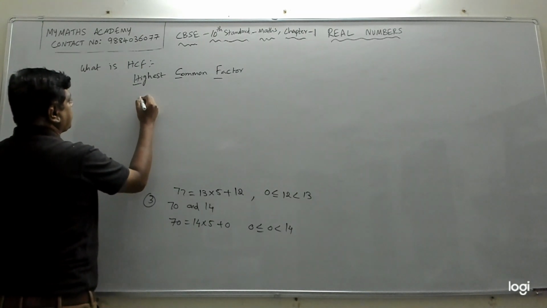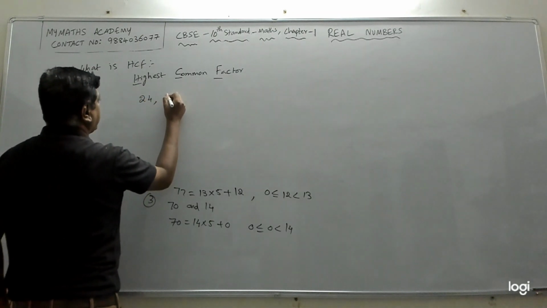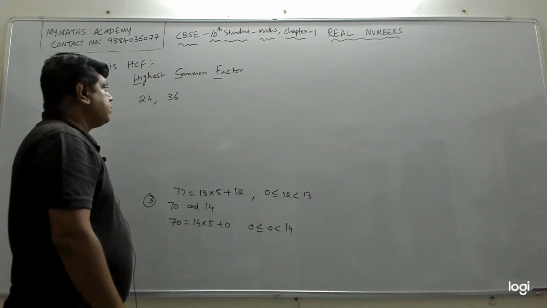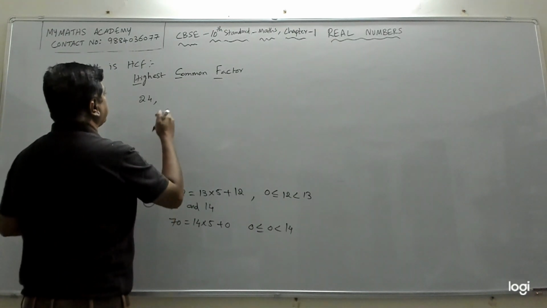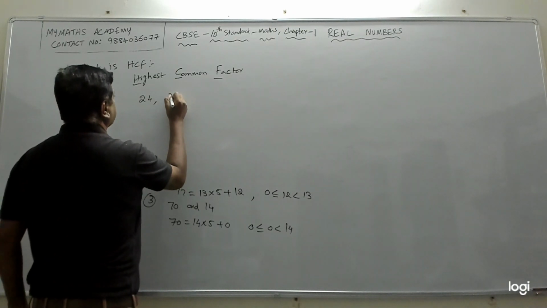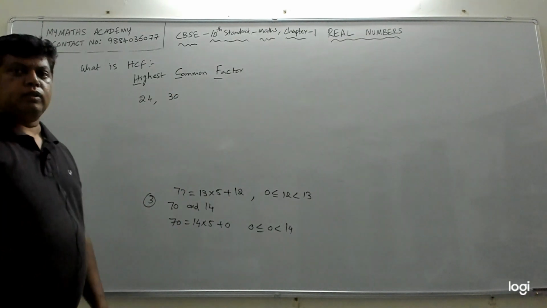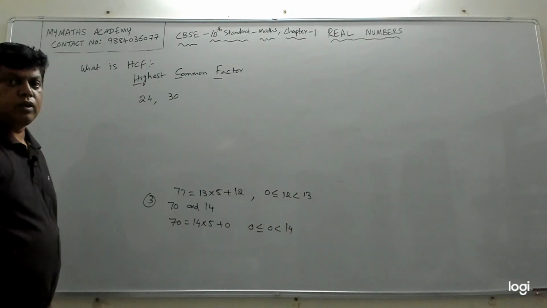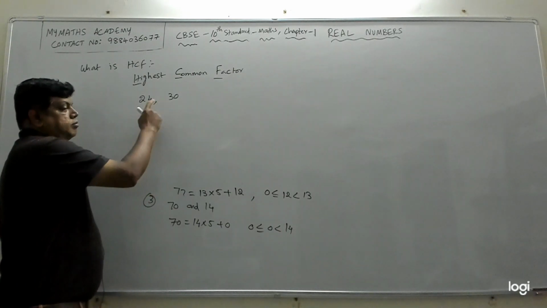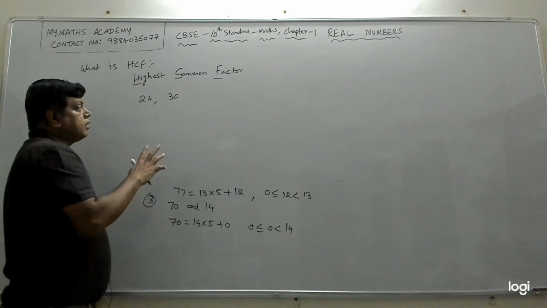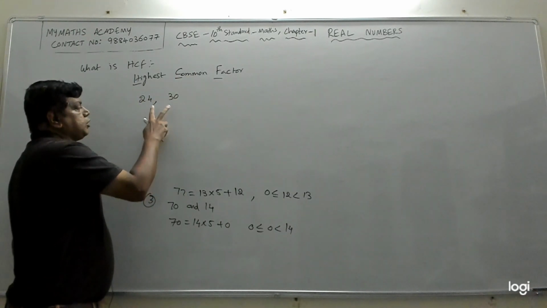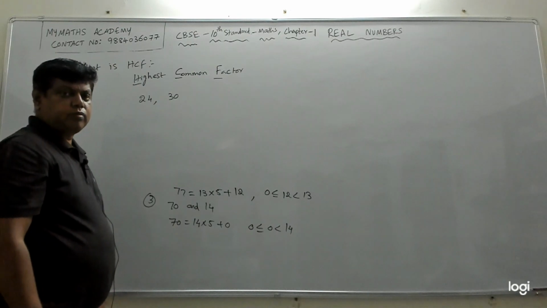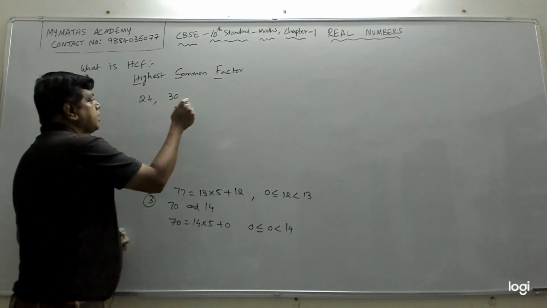Suppose I have two numbers, 24 and 30. Now the question here is, if you want to find the HCF between these two numbers, HCF means the highest common factor, which means the highest number that will divide both. What is the highest number that will divide both these numbers? Which is the number that will divide both? 6.